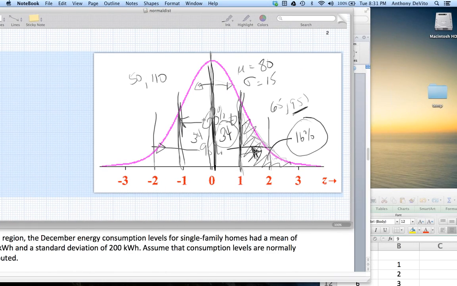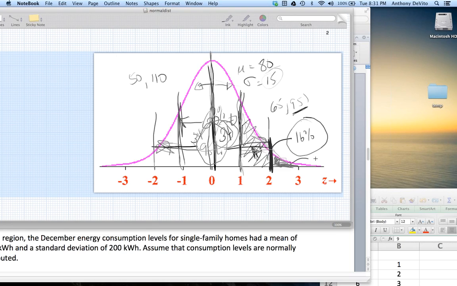What percent of the population has a blood pressure above 110? Okay, let's see. Well, 110 is 30 more than 80. The standard deviation is 15. So that's 2 standard deviations above the mean, right? So 95% of the population is between here and here, right? So what does that leave in this little area over here?